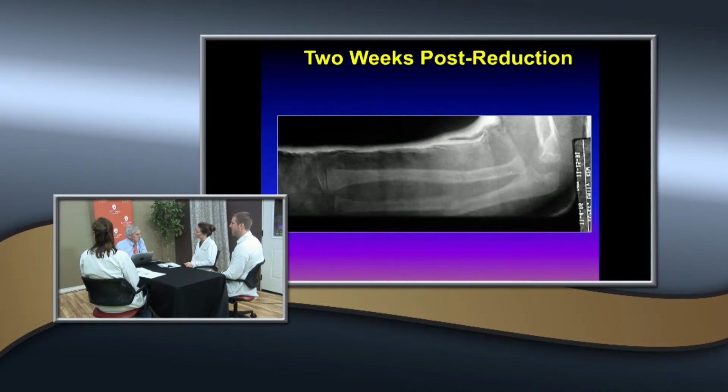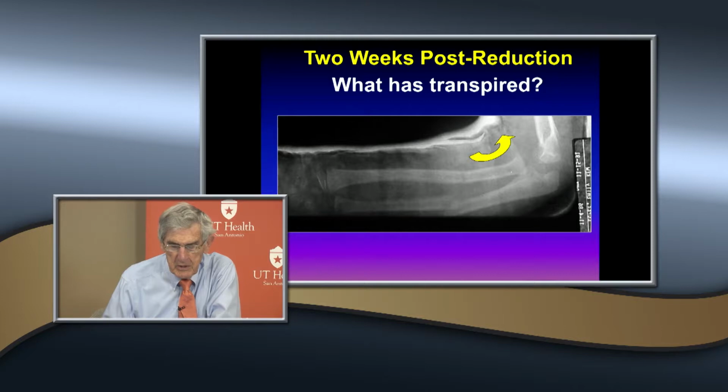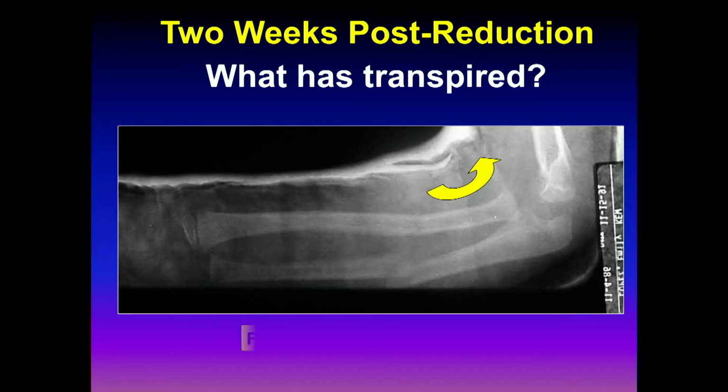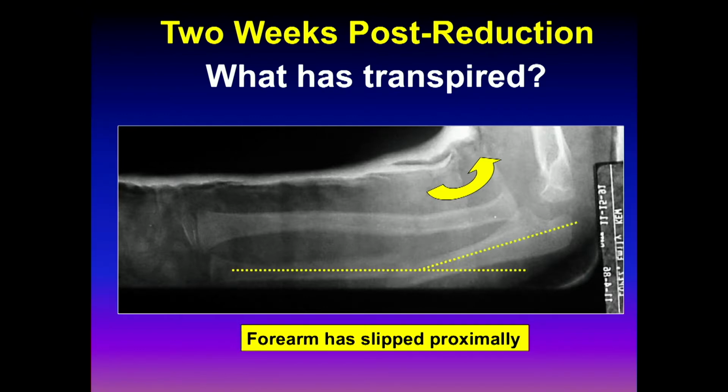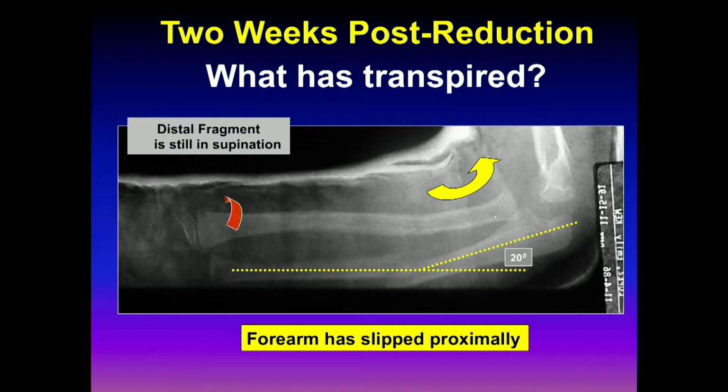You've lost the reduction. And so what's transpired is that if you put it in a child that's a little bit overweight and has a short forearm, you put it in a long arm cast, they have a tendency to sneak up in there, and so it's slipped proximally. Is that 20 degrees? Is that acceptable angulation? No, it's not. And this is a younger child here. And so the distal fragment's still in some supination, and it's slipped up into the cast, causing the angulation.